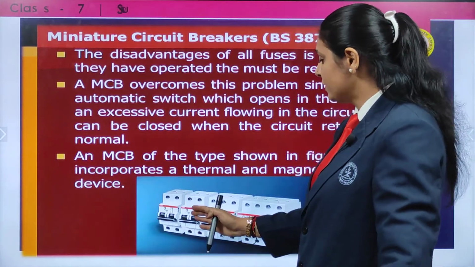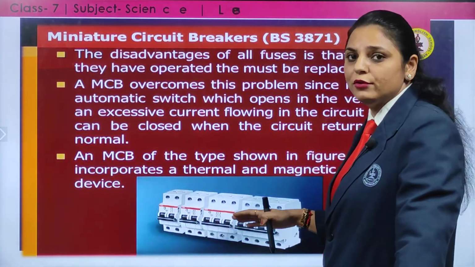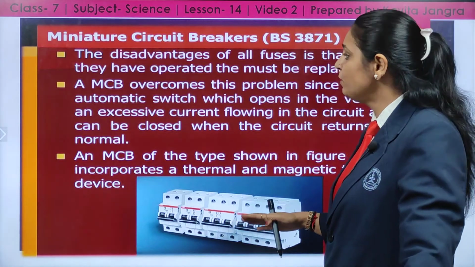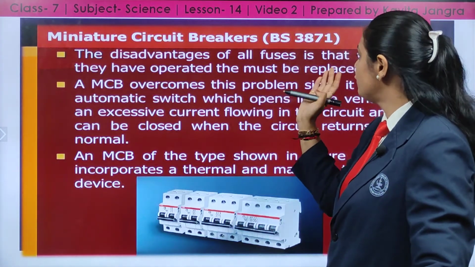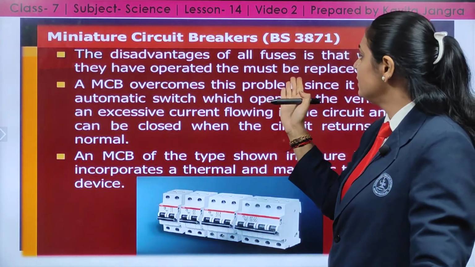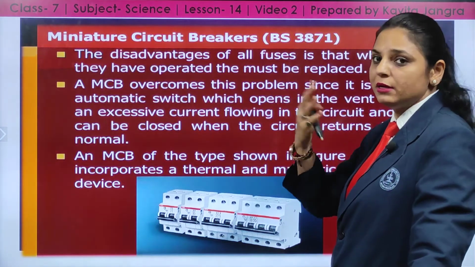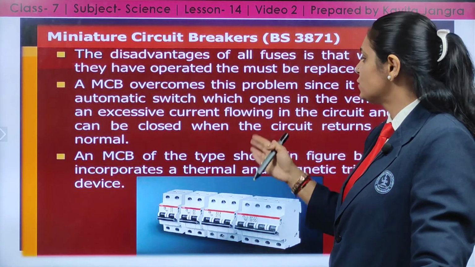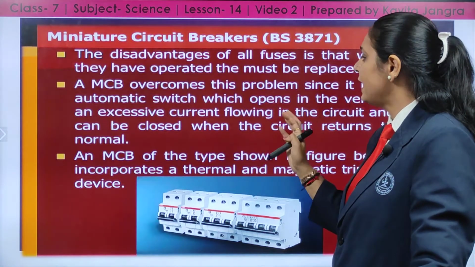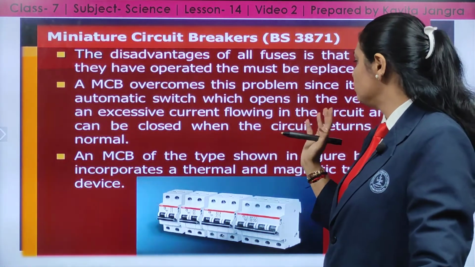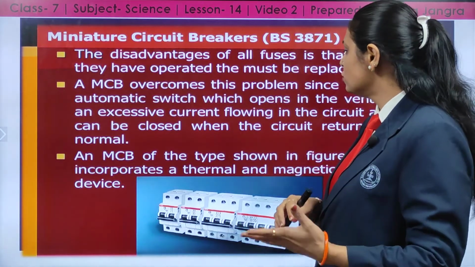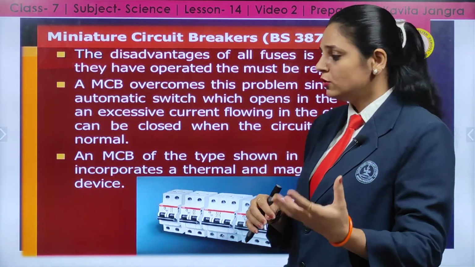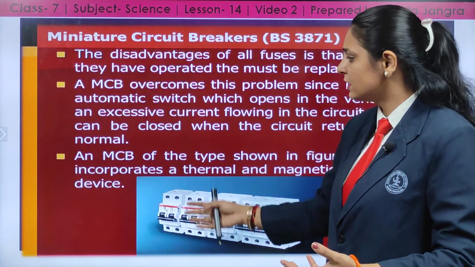Miniature circuit breaker, this type of MCB is used at home nowadays, and this is the disadvantage of all fuses, that once they operate, they must be replaced. Then the MCB overcomes the problem, which is an automatic switch. This will open and vent an excess current when it is flowing through the circuit, and can be closed when the circuit returns to normal.